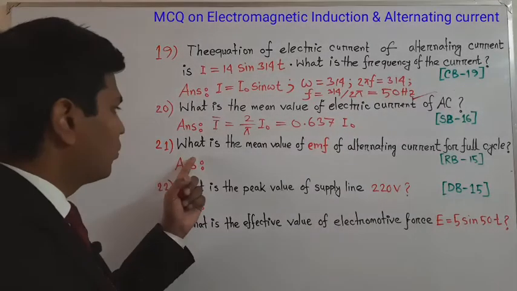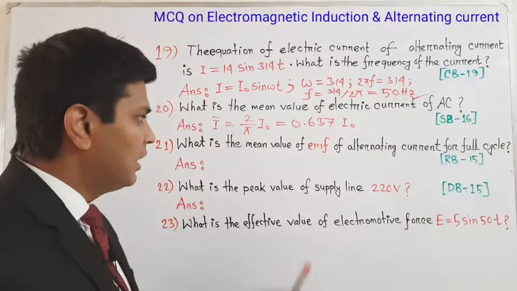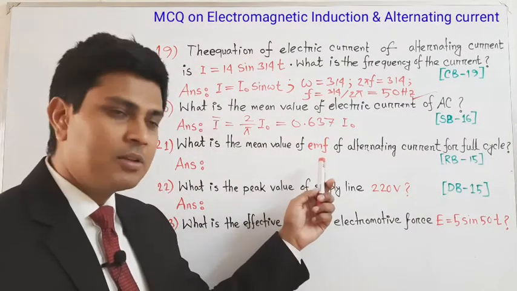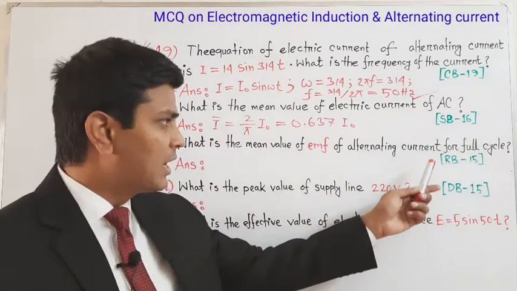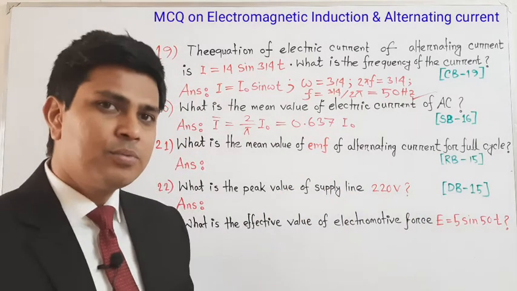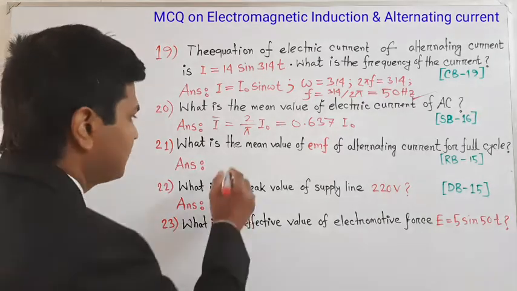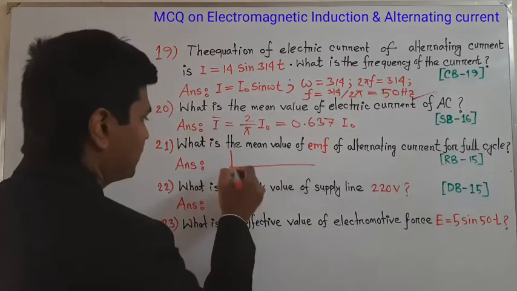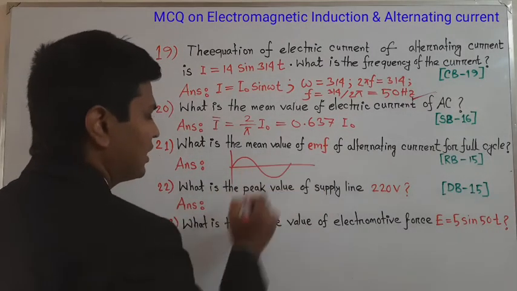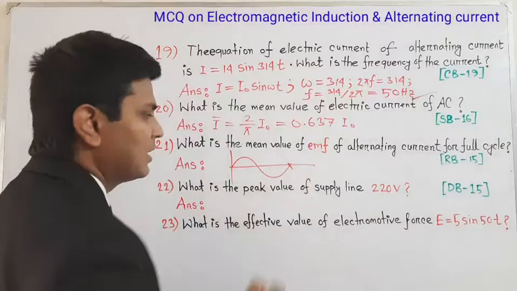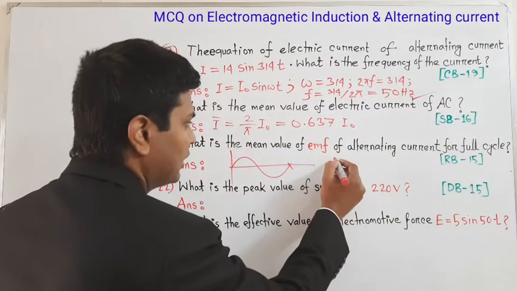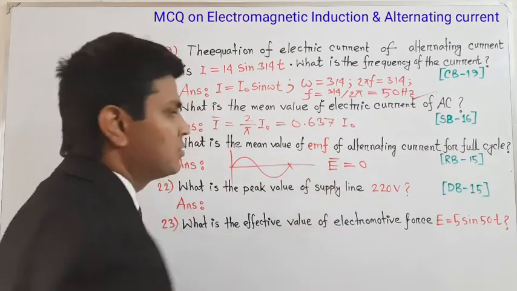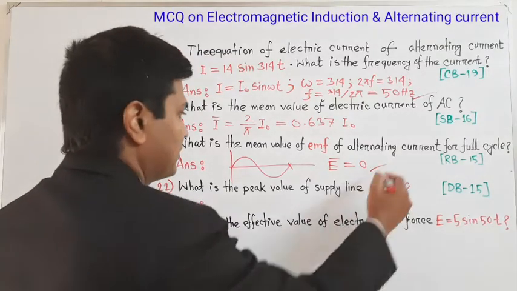Now, what is the mean value of electromotive force? EMF, the full form of EMF is electromotive force, of our alternating current for a full cycle. For a full cycle, the mean value of electromotive force E bar equals 0. You have to memorize this thing.